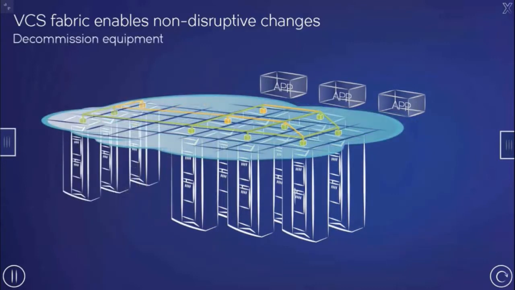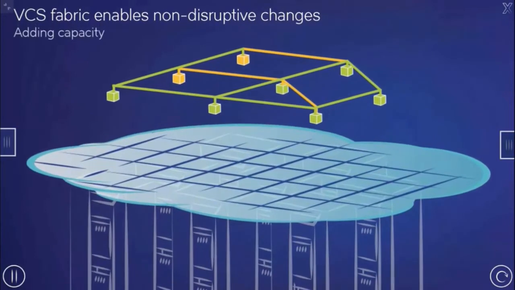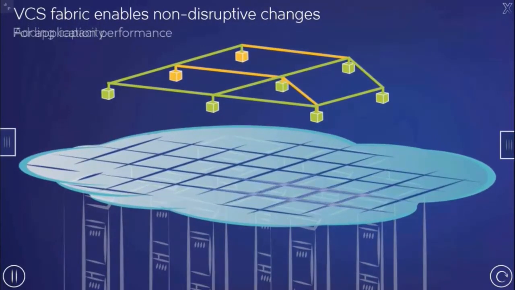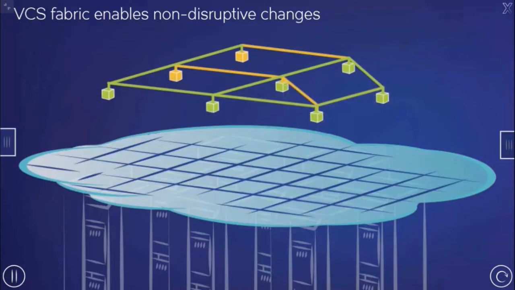Another really strong element of a true fabric is that if you need more network capacity between your applications in the network, you can just go in and add that capacity non-disruptively, and the traffic will be load balanced at layer 1 across all physical links between the switches.